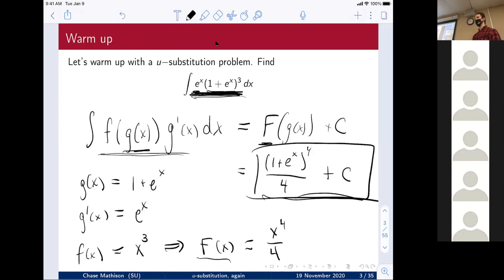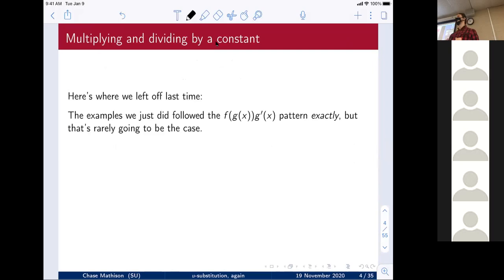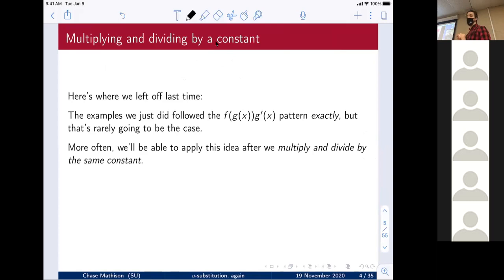So this is what we did Tuesday. We just tried to find g, and we crossed our fingers and hoped that g prime exactly would show up. If we picked the right g, we would get exactly this pattern, f of g of x times g prime of x. Now, in real life, in situations in the real world, it's not always going to happen that you get exactly f of g of x times g prime of x. Okay? It's very rare that that would be the case. But a lot of the time, a surprising amount of the time, you're going to pick a g of x that looks like it should be right. And when you find g prime, you're going to see something in the integral that's almost g prime, but it might be off by a factor of 2 or 3.